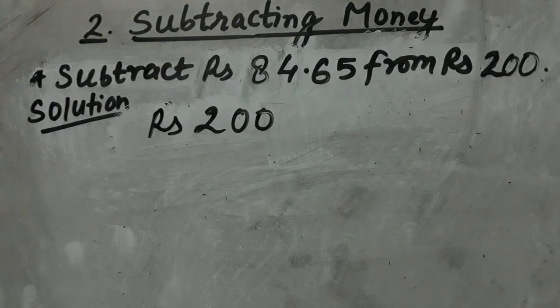Now students, we can see there is no decimal in 200. You need to keep one thing in mind: the decimal of a whole number always lies just after the ones place.